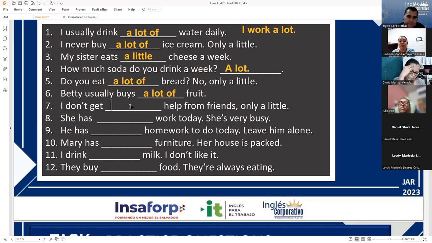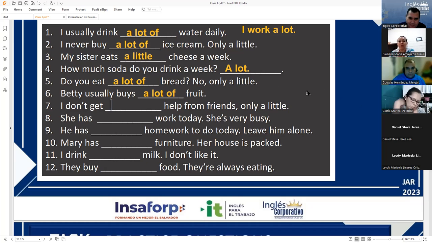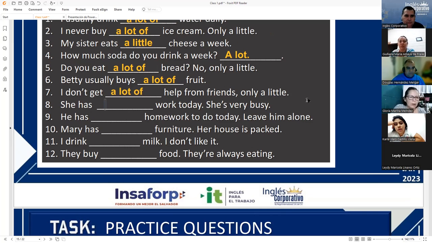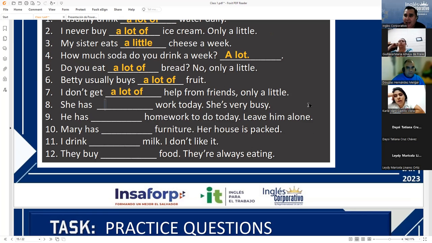Seven. Fruit is uncountable. Tell me, please. I don't get a lot of help from friends, only a little. Exactly. I don't get a lot of help from friends. Only a little. Yes. Eight. She has a little. He has a lot of work, right? A lot of work. Why? Because she's very busy.